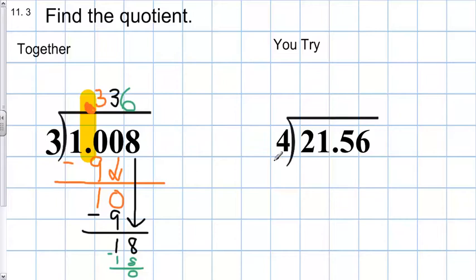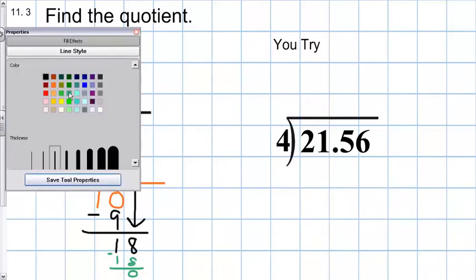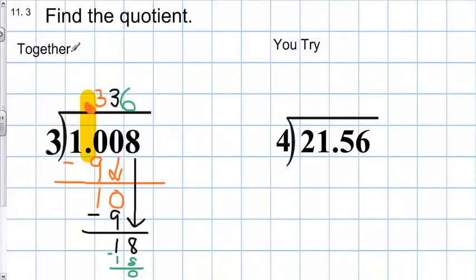Alright, so you're going to try this one now. 21.56 divided by 4. So hit pause, try that out, and then we'll check our answer together. Alright, remember, first thing I'm going to do is drag my decimal point up, straight up. So I'm going to drag that right here. Now I'm going to divide normally.